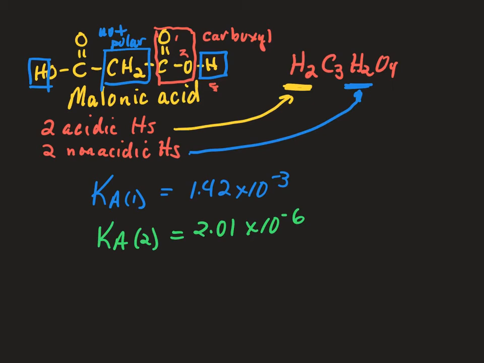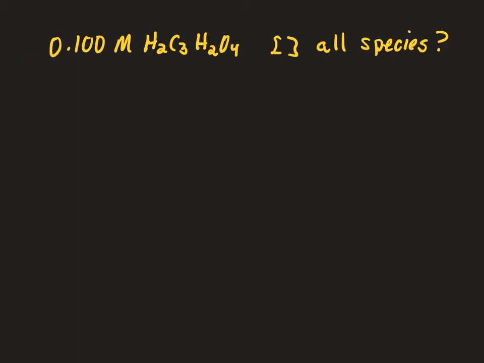So let's do the same kind of calculation with malonic acid that we did with sulfuric acid, right? So if we start with 0.1 molar malonic acid, what would be the concentration of all species?